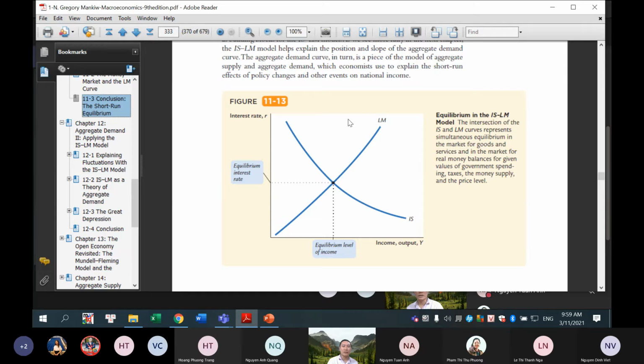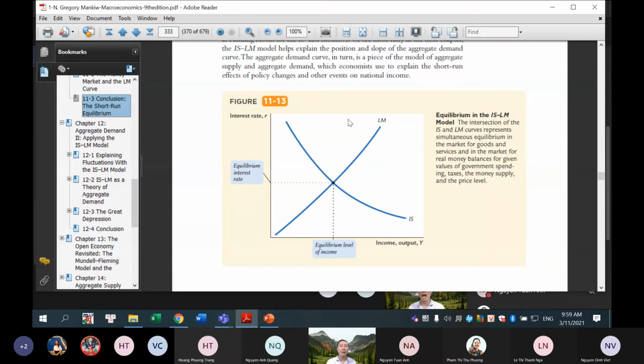So now let's start with the first economic fluctuation. Now, who can please tell me what would happen to the economy if the public feels optimistic about the future of the economy?